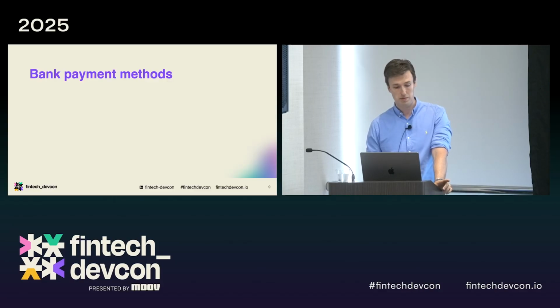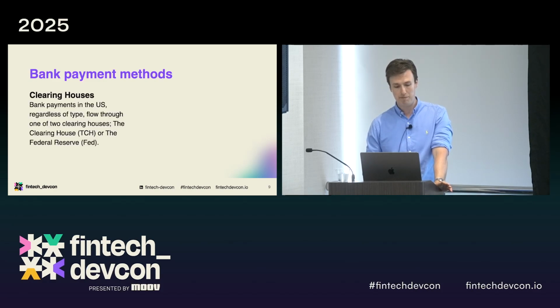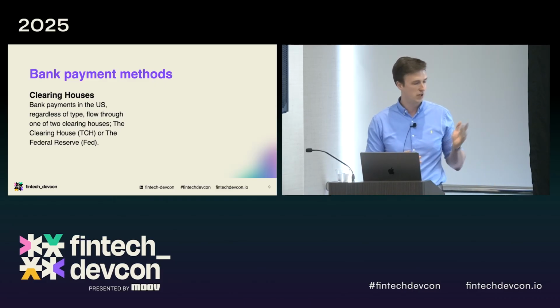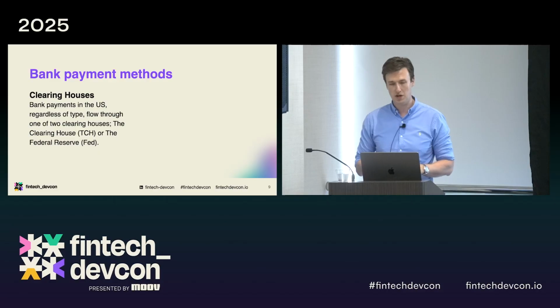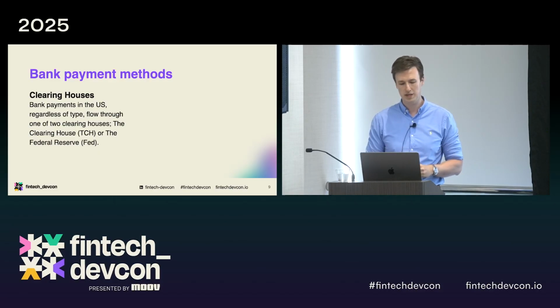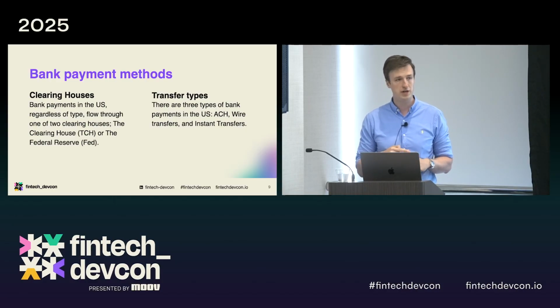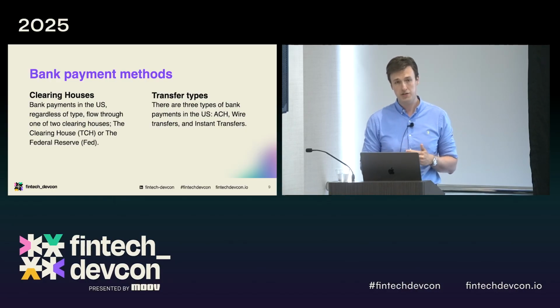And that brings us to bank payment methods. They work slightly differently. So with these, shoppers authorize a merchant to take a payment directly from their bank account. And at least in the United States, all bank payments flow through one of the 2 clearinghouses in the United States. So the Clearing House, which is owned by some major banks in the United States, and the Federal Reserve, which I think we're all familiar with. And then there are a couple of transfer types for these payments. There are ACH transfers, wire transfers, and instant transfers.